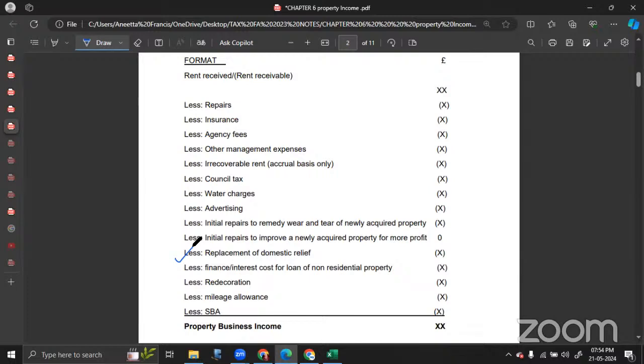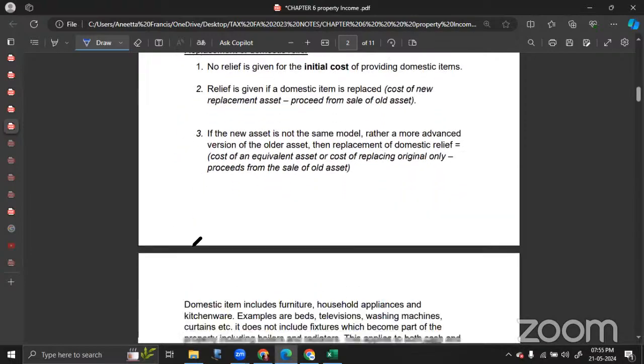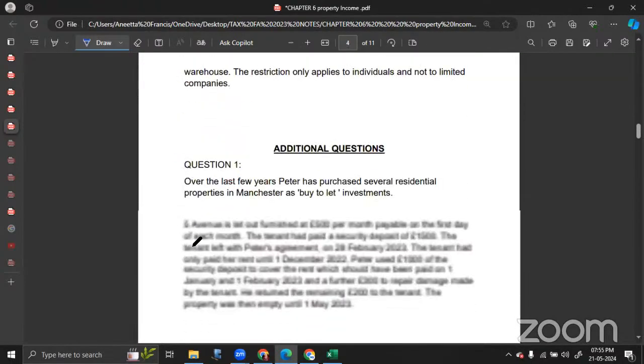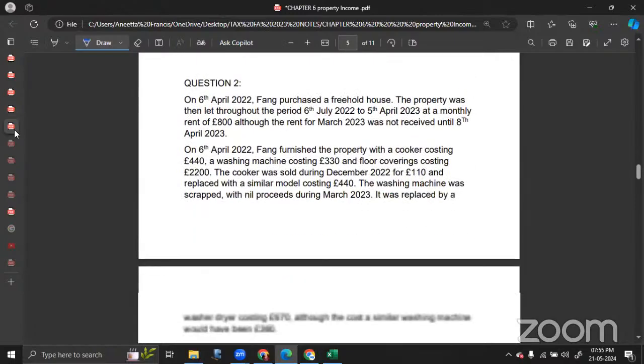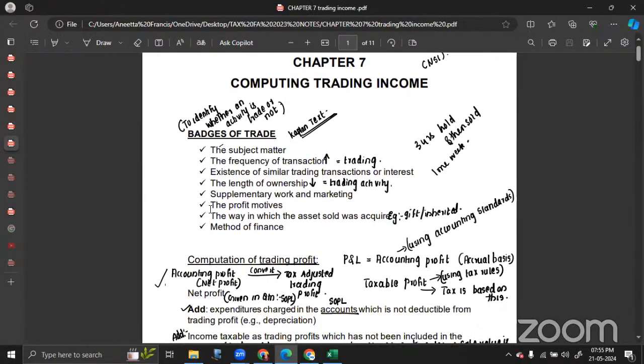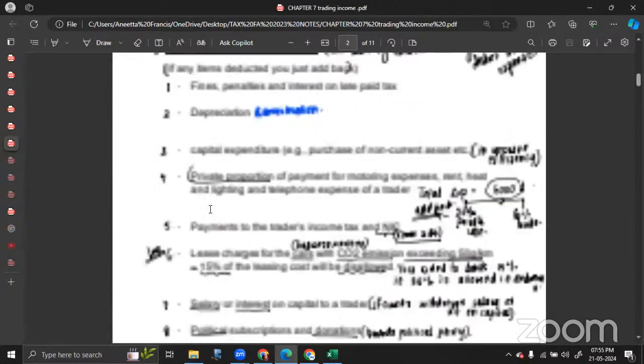A third situation is where you purchased an asset which already existed in the property, but it was a different model. So in that situation, you will have to take the market value of the old model minus the scrap value from the old asset. We have questions on property income, so I'll discuss the rest during that time. I have elaborated the list.